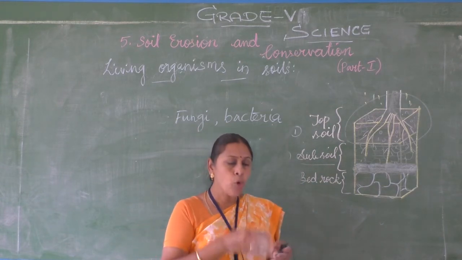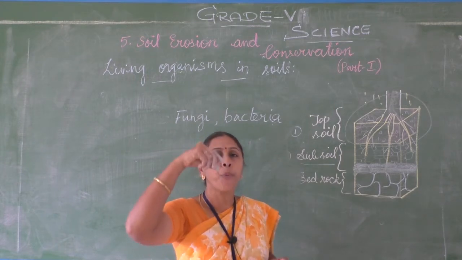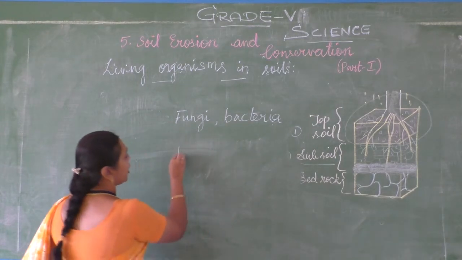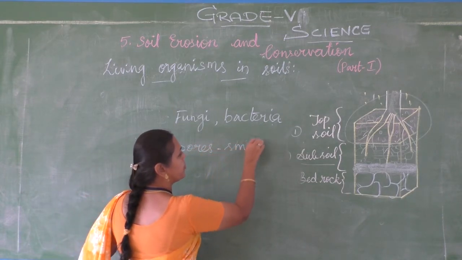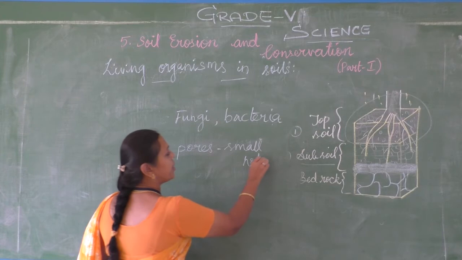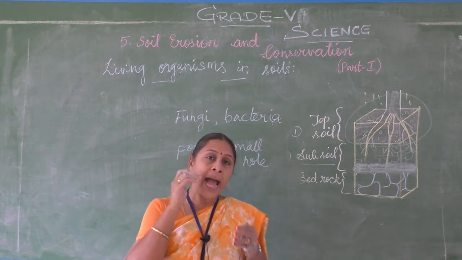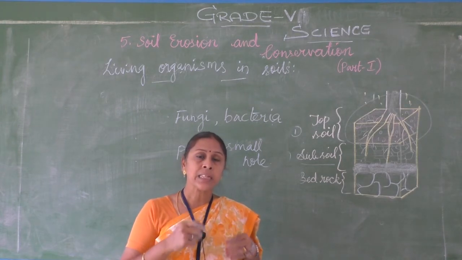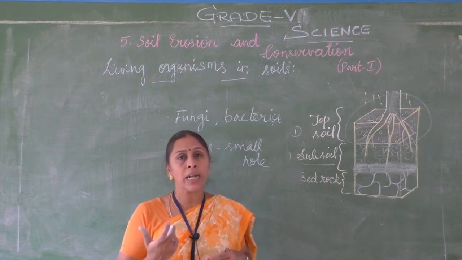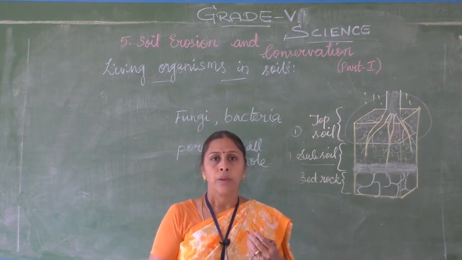Is it not? They will move from here to there. At that time they are making holes or pores, P-O-R-E-S, pores. Pores means nothing but small holes. Small holes they will make while they move. Through these holes the air and water will enter. This makes the soil suitable for living and helps the plants also to grow.